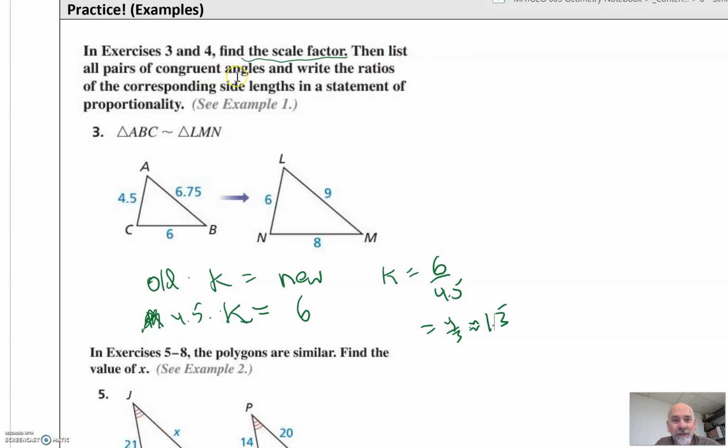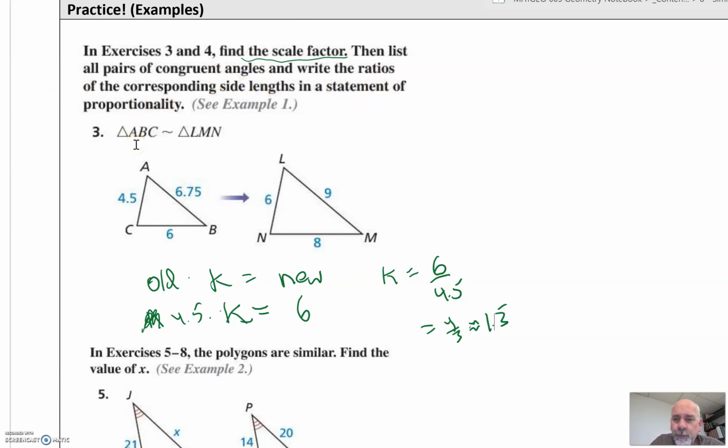Then list all pairs of congruent angles and write the ratios of the corresponding side lengths in the statement of proportionality. That'll just get kind of tedious to know that angle A equals angle L, and angle C equals angle N, and angle B equals angle M. You could get all that from the similarity statement. But I do want to say something about the ratios of the corresponding side lengths in a statement of proportionality.